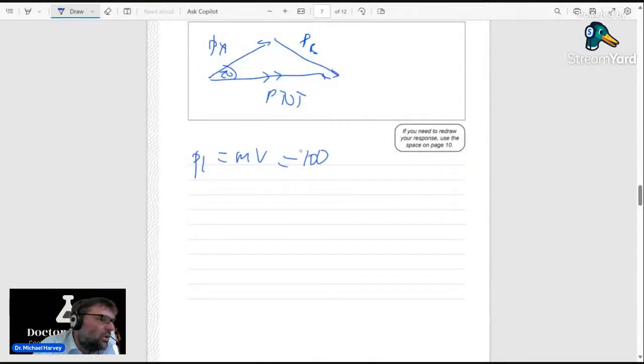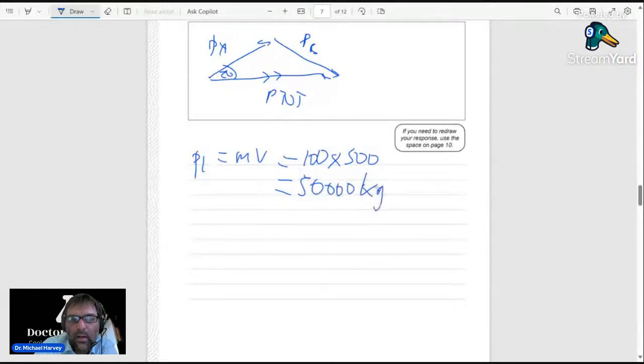So 100 times 500, okay, that equals 50,000 kilogram meters per second. The final momentum is also going to equal that because you've got conservation of momentum.